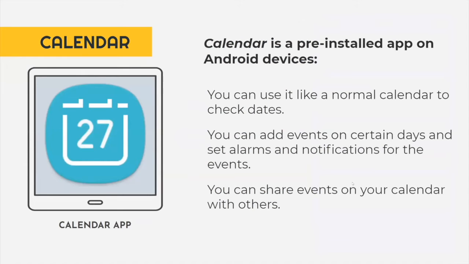The Calendar app. So Calendar is a pre-installed app on Android devices. You can use it like a normal calendar to check dates. You can add events on certain days and set alarms and notifications for the events. You can share events on your calendar with others.